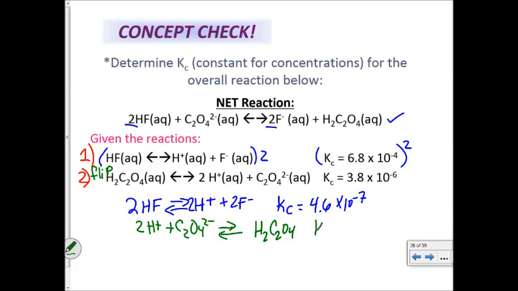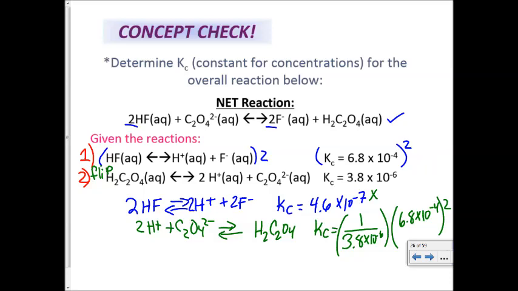But when I flip it, what do I do to my Kc for this one? 1 divided by the... And technically, I guess we could just multiply it by this one. We don't have to do it separate. We could just do it all together in one giant calculation. So we really didn't need to do that step separately. At the end, we could just calculate it all together.